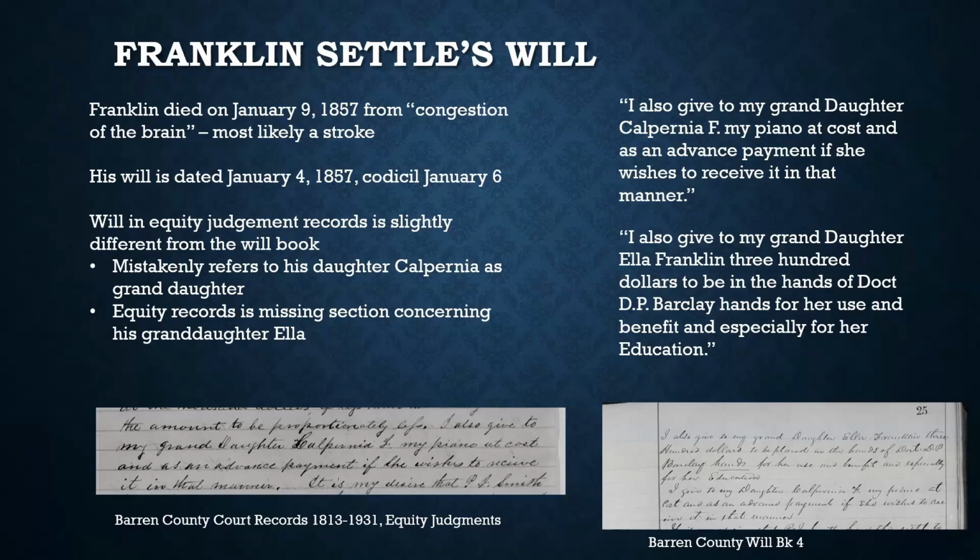And then I actually found a newspaper record that stated that the Home Guard, which was the Union militia in Kentucky, did actually ransack their house in November of 1863. So that, tied with this will where Calpurnia is getting the piano, does lend some credence to that family story. But back to the will, the part that's missing from Franklin's will in the equity judgment records is the part where his granddaughter Ella is given $300 to be kept for her benefit and especially for her education. That'd be roughly $10,000 in today's money.